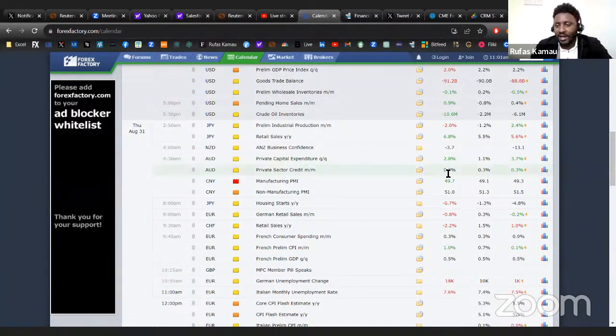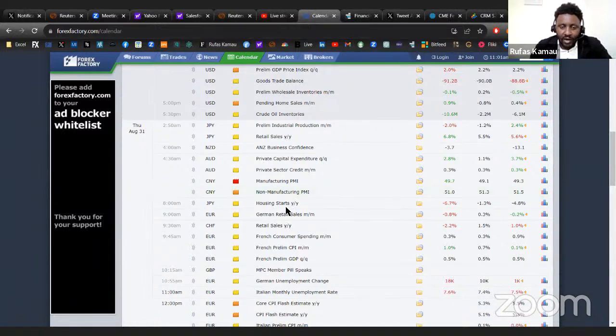Private sector credit at 0.3%, consistent with expectation and the previous reading. Then manufacturing PMI slightly improved in China to 49.7 compared to the expectation of 49.1 and the previous reading of 49.3. The services sector is up at 51.0. This is a slowdown from the previous reading of 51.5, but still within expansionary territory.